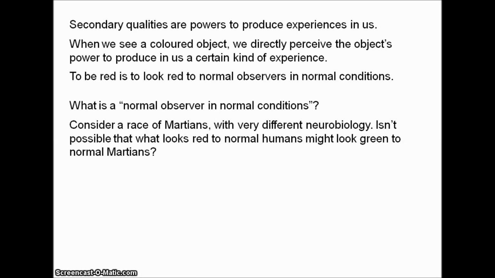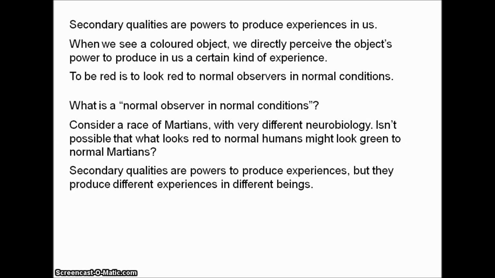Right, so the claim here then is that secondary qualities are powers to produce experiences, but they produce different experiences in different beings. Grass is green to us, in the sense that grass is green to normal humans under normal conditions, and grass is red to them, in that it looks red to normal Martians under normal conditions. In a sense then, grass is both green and red. Is this idea so ridiculous?